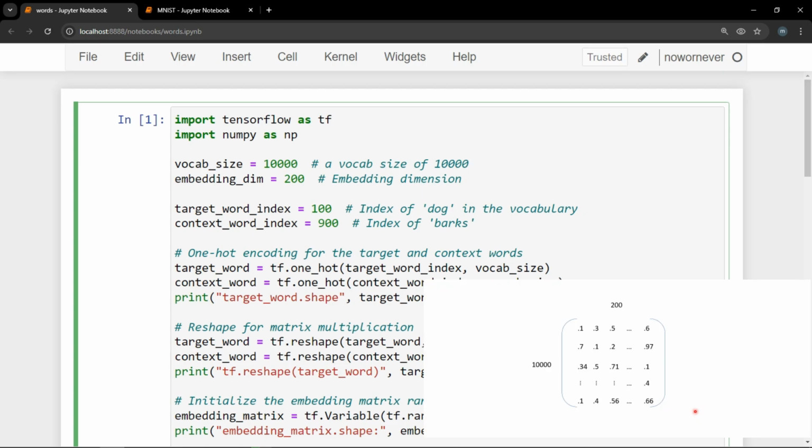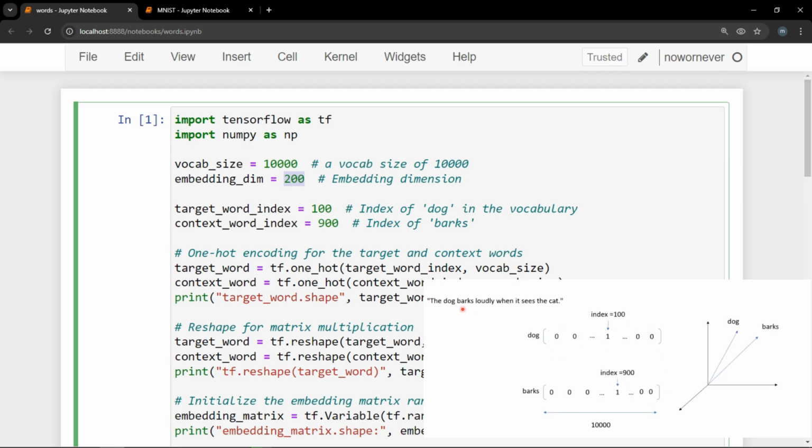Let's assume we have 10,000 unique words or tokens in our vocabulary, and we want to represent each word using a 200-dimensional vector. For a given target word, we aim to train a model to output high probabilities for words that appear near the target word. For simplicity, let's focus on predicting just the next word after the target word. In the sentence, the dog barks loudly when it sees the cat. We want the model to learn that dog and barks are related.